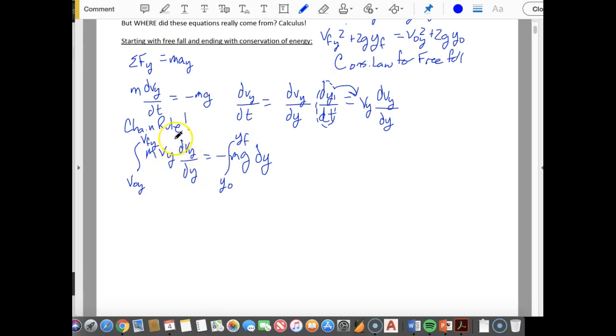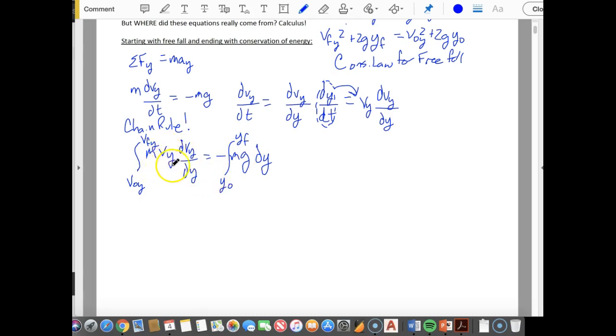So we're just looking at this left side and what happens when we do the integration of this and go from the original velocity to the final velocity, and what happens to this side when we go from the original height to the final height. So let's go ahead and go through and do that.